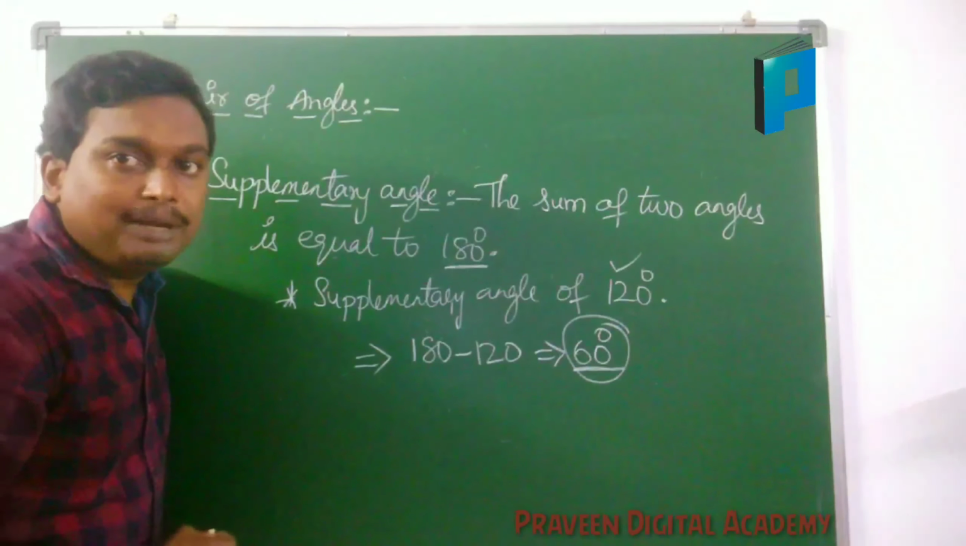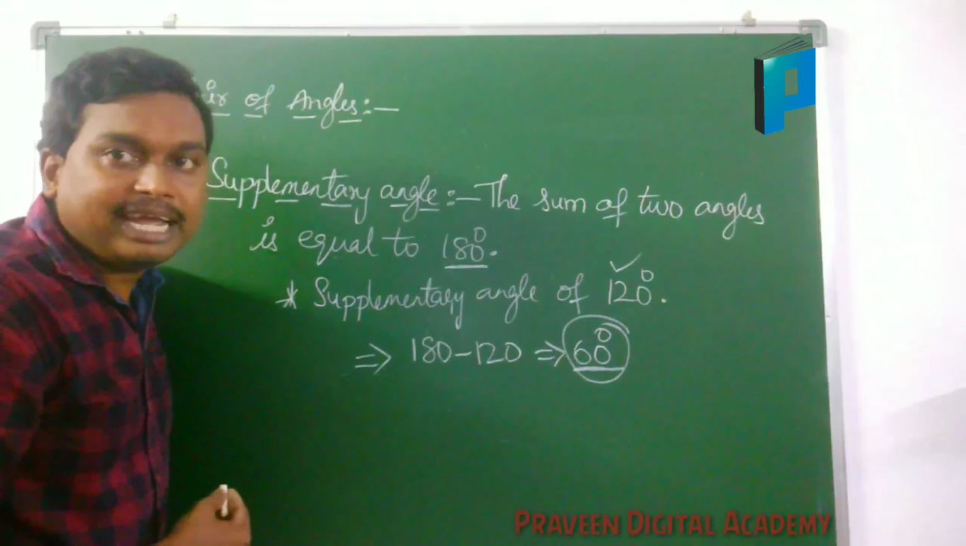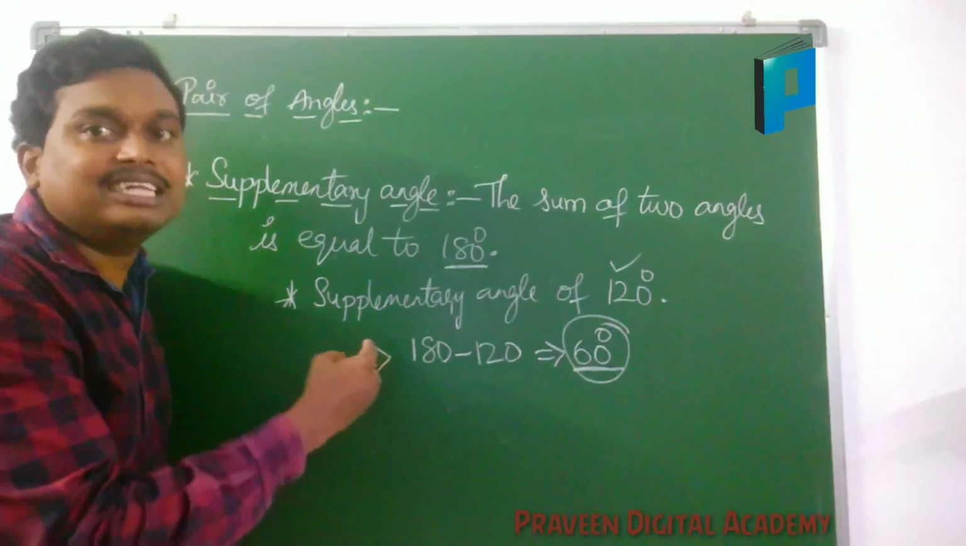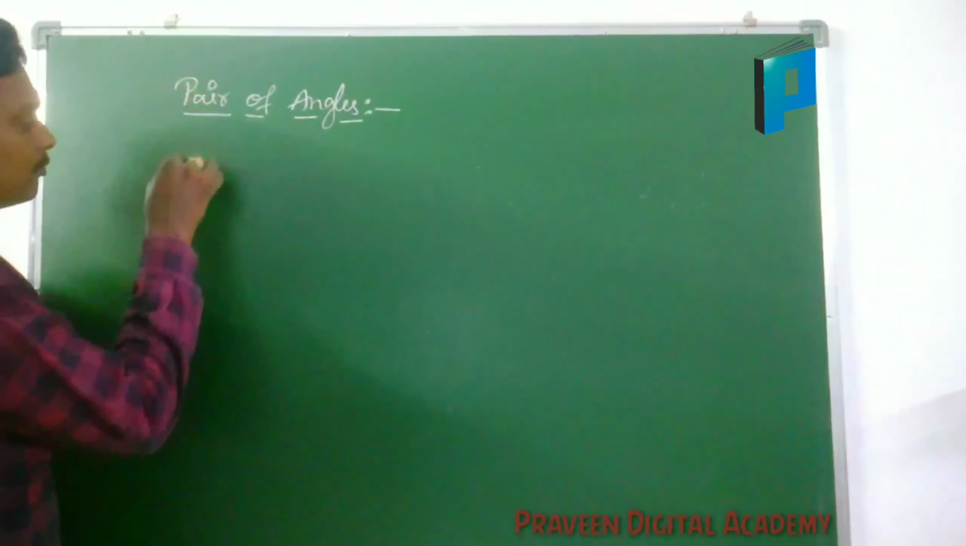We can say simply, the sum of two angles equal to 90 degrees is called a complementary angle. The sum of two angles equal to 180 degrees is called a supplementary angle.